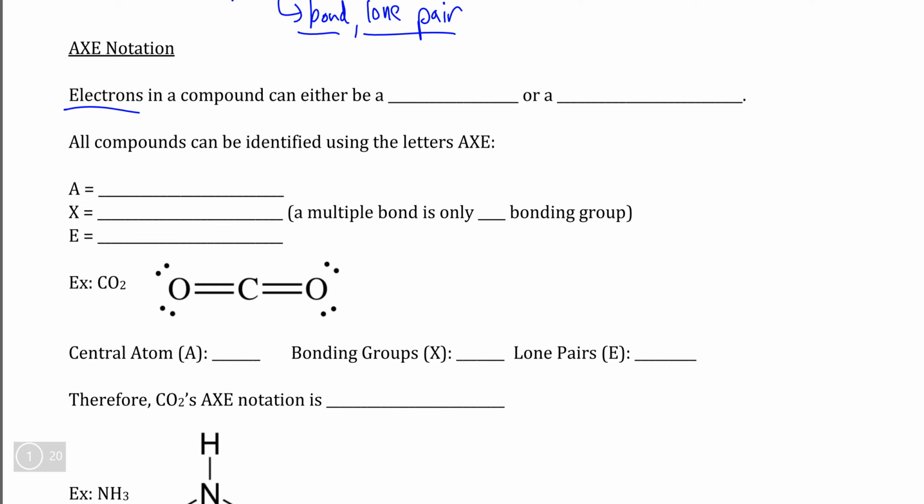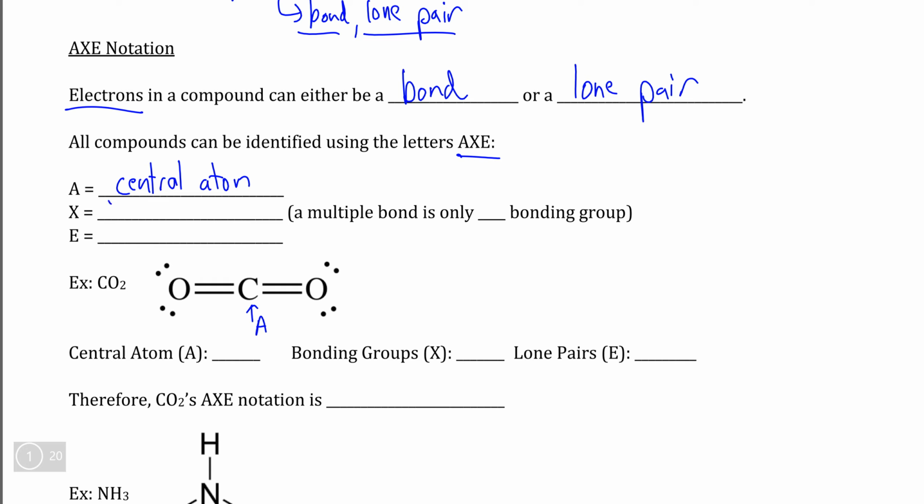As the name attachments states, or based on the definition of attachments, electrons that are shown within a Lewis structure of a compound can either be a bond, where the two electrons are shared between two atoms, or they can be a lone pair, where the electrons belong only to a single atom. Now, if we break down what the letters AXE in AXE notation represent, each letter represents a different category or different part of the structure, where A represents the central atom of the structure. In this case, obviously, carbon is going to be our A.